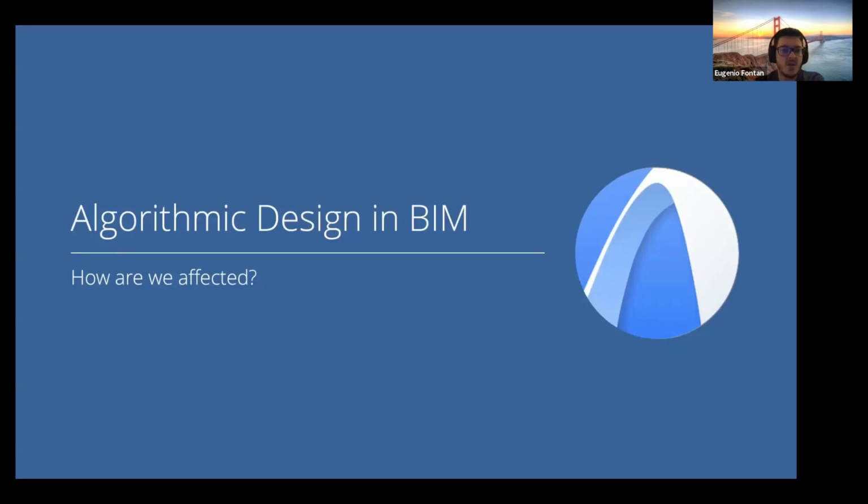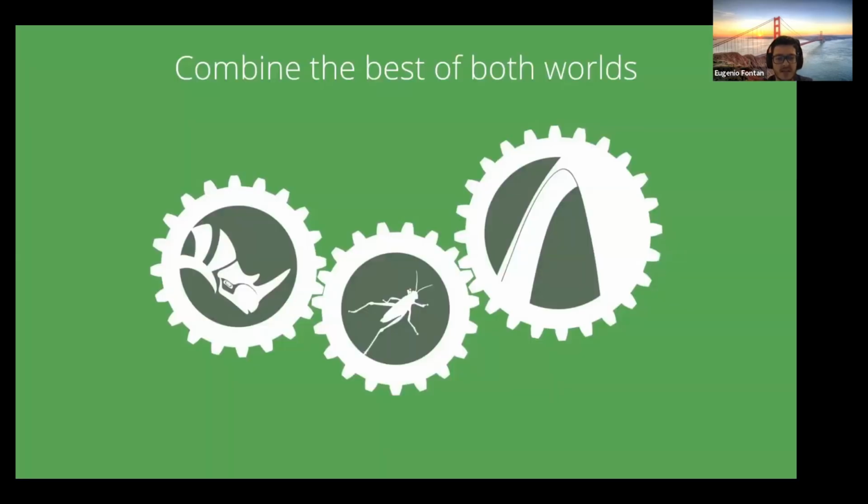So, algorithmic design in BIM. How are we affected? We're talking about Graphisoft, Archicad. Probably many of you use a BIM solution, but how do these two lines of development, tools, or methodologies work better together? In our case, already 5 or 6 years ago, Graphisoft developed a connection with Rhino Grasshopper because, we said, let's connect the best of both worlds.